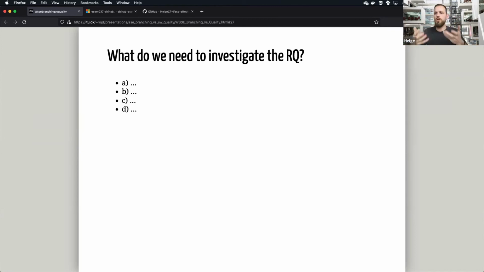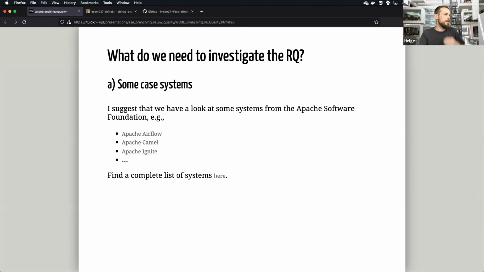So if you were to work somewhere, this very likely would be the software that you produce. But now, since we are in a lecture and we don't produce software, we take some open source systems and say, on that. And this is exactly what we are doing. We take some case systems. So we are running a case study.